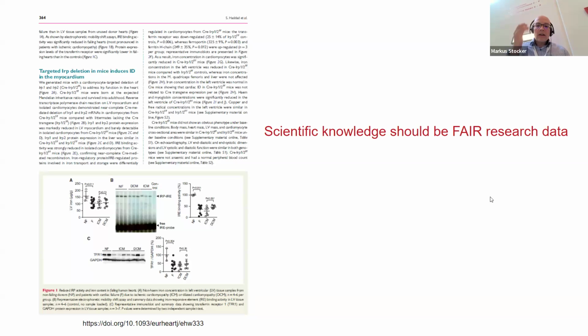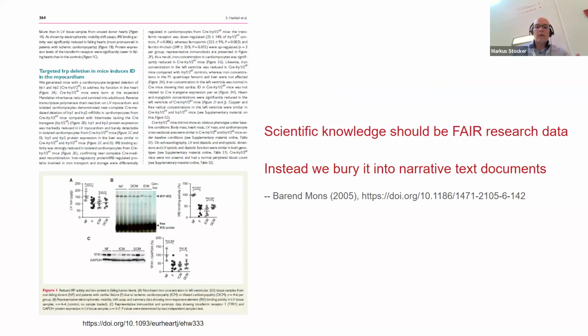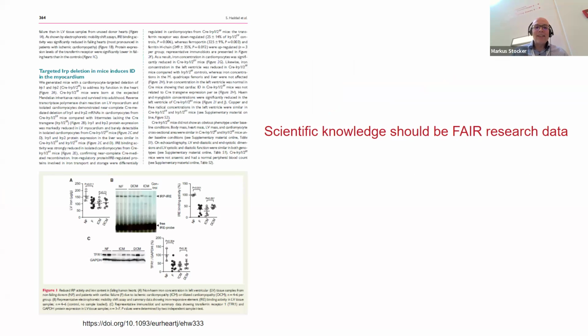So this is research data that is expressed in articles. So it's different from your typical primary data that comes from observation or satellite imagery and so on. It's about scientific knowledge encoded in articles, and I think this knowledge should be understood as FAIR research data as well.